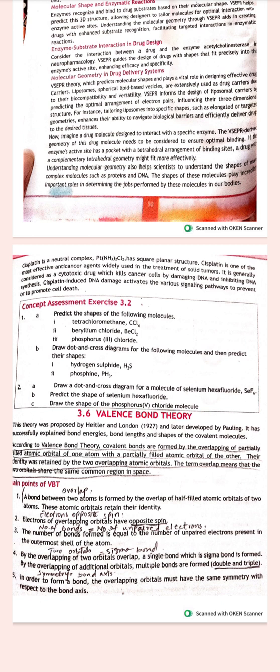Understanding molecular geometry also helps scientists understand the shapes of more complex molecules like proteins and DNA. The shapes of these molecules play incredibly important roles. Cisplatin is a neutral complex, that is Pt(NH3)2Cl2, and it is known as cisplatin. It has a square planar structure, and it is used as an anti-cancer agent in the treatment of solid tumors. It is generally considered a cytotoxic drug which kills cancer cells by damaging DNA and inhibiting DNA synthesis. Cisplatin-induced DNA damage activates various signaling pathways to prevent or promote cell death.